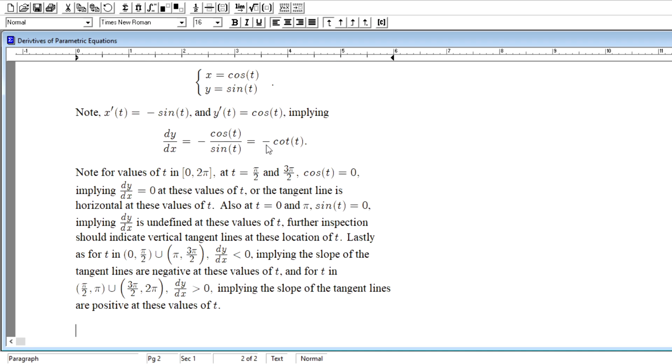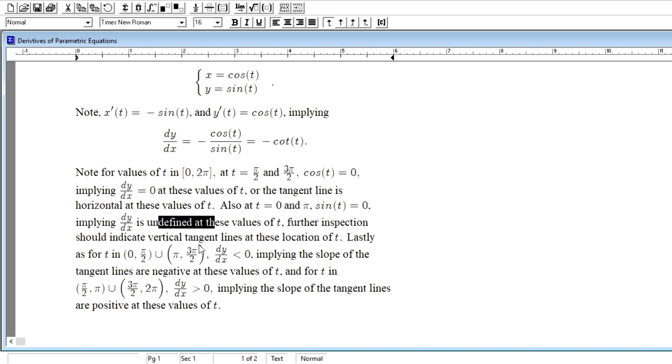Right? What we would note for the cotangent of t, at the values of pi over 2 and 3 pi over 2, the numerator is going to equal 0, implying that's where we're going to have tangent lines with slope of 0, indicating horizontal lines at those locations. When t equals 0 or pi, the sine of t in the denominator would be 0, implying that the slopes of the lines tangent to the curve there would actually be undefined.